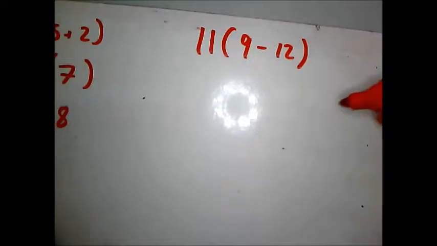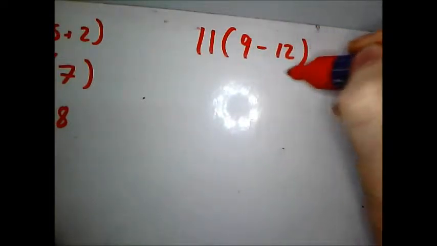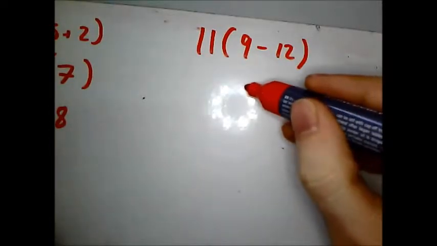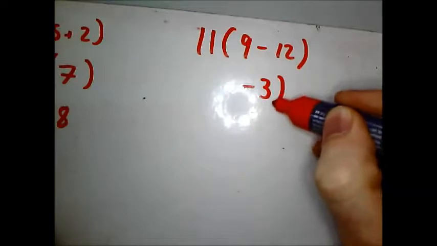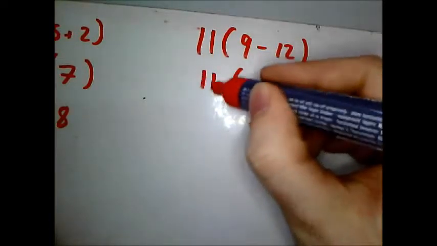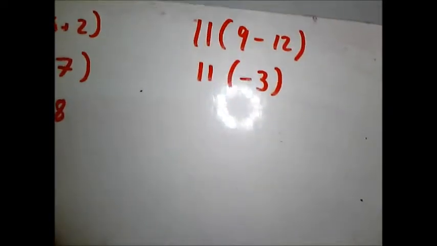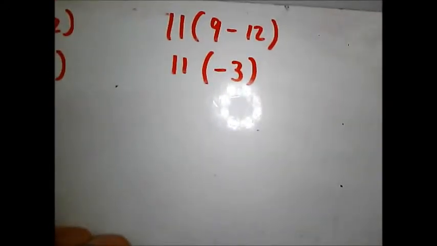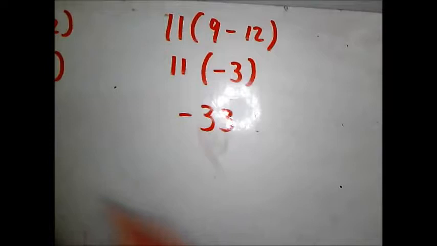Next question, 11 lots of 9 subtract 12. Okay, so inside the bracket first, so 9 take away 12 gives me negative 3. And then 11 outside. Now, apologies, we weren't really meant to be dealing with negative numbers here, but that was my mistake when I put that on your homework.